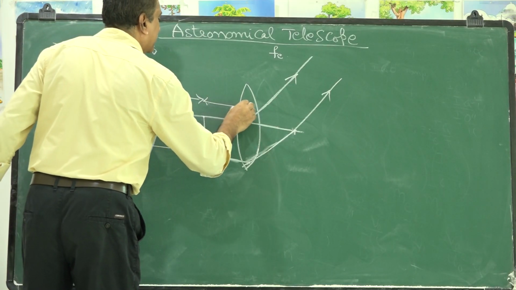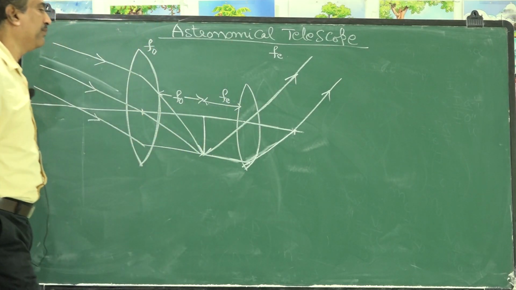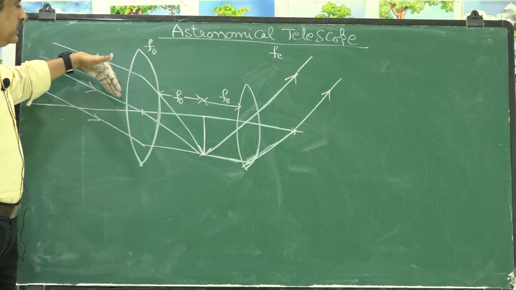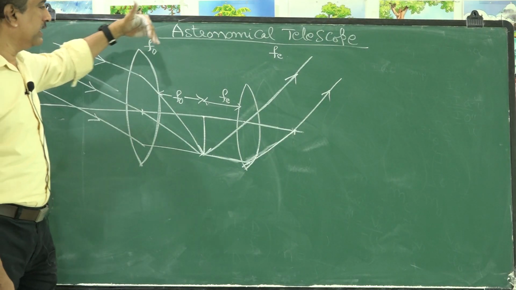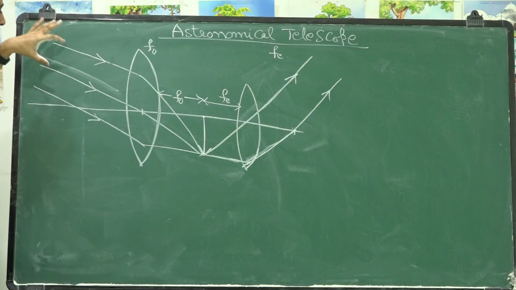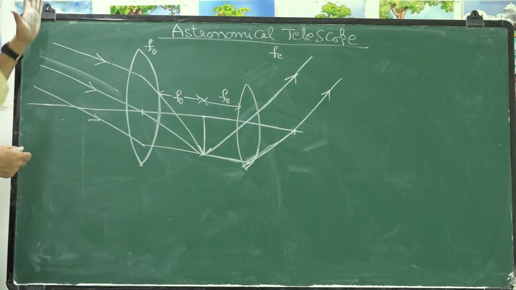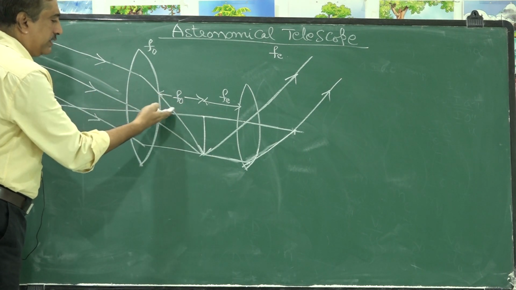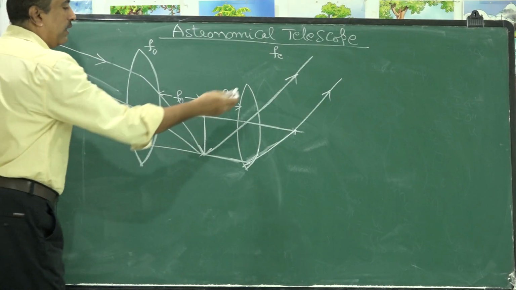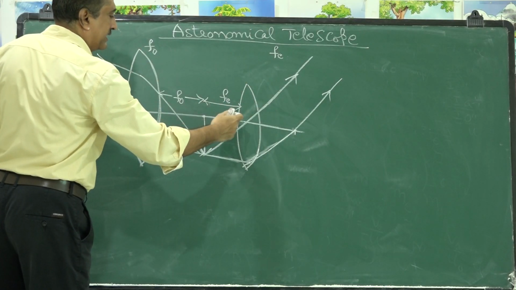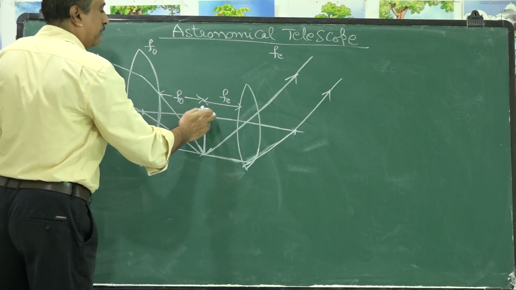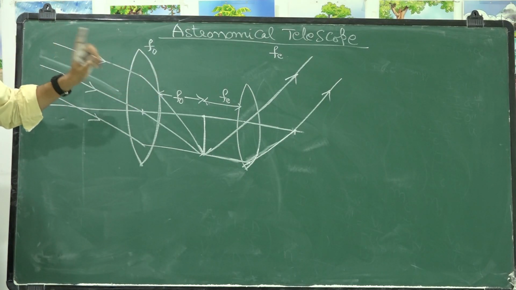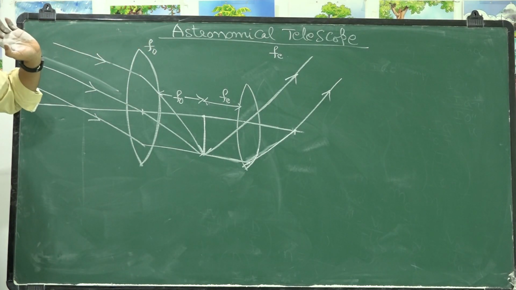And this is the distance of the eyepiece. Okay. So, in an astronomical telescope, the objective lens is of larger focal length and the eyepiece is of shorter focal length. The light rays from a distant object, which are parallel, are incident on the objective lens, which gives an image at its focus f naught. Now, the second lens, the eyepiece, is adjusted such that this image is within its focus, which gives the image at infinite distance, and this arrangement is called normal adjustment for this astronomical telescope.